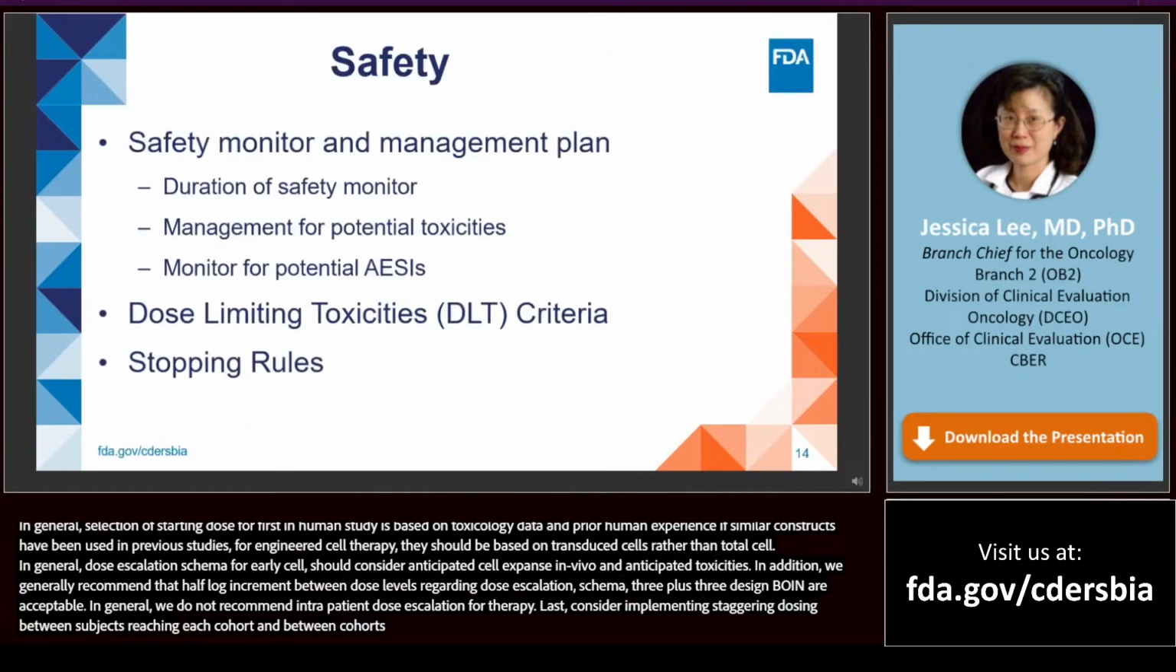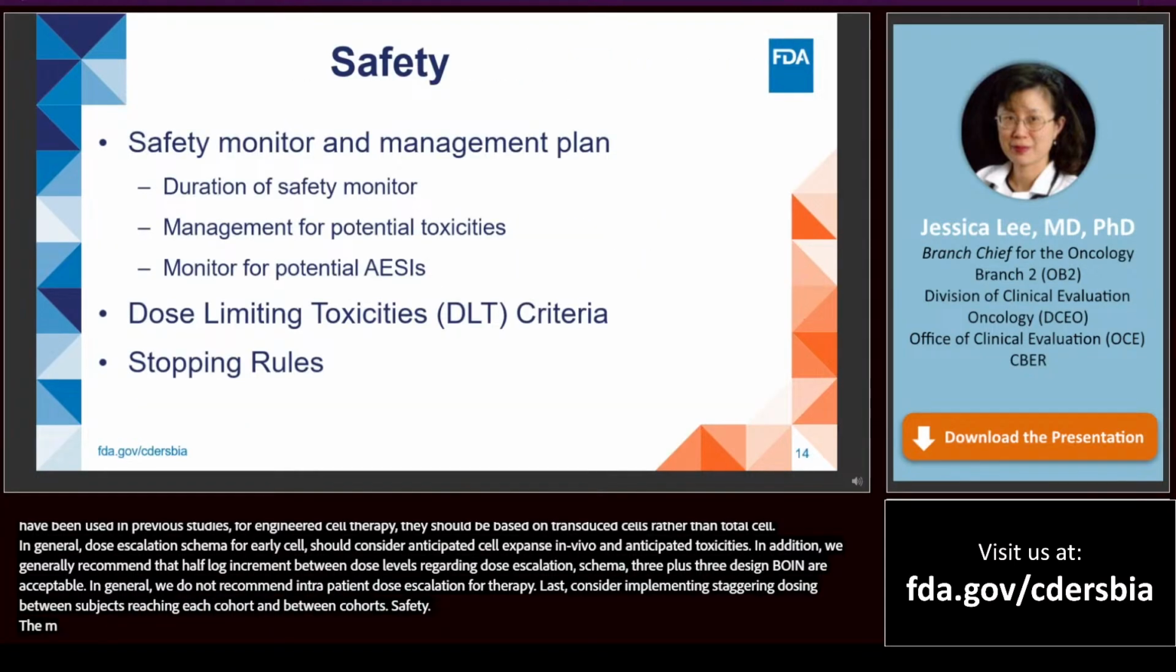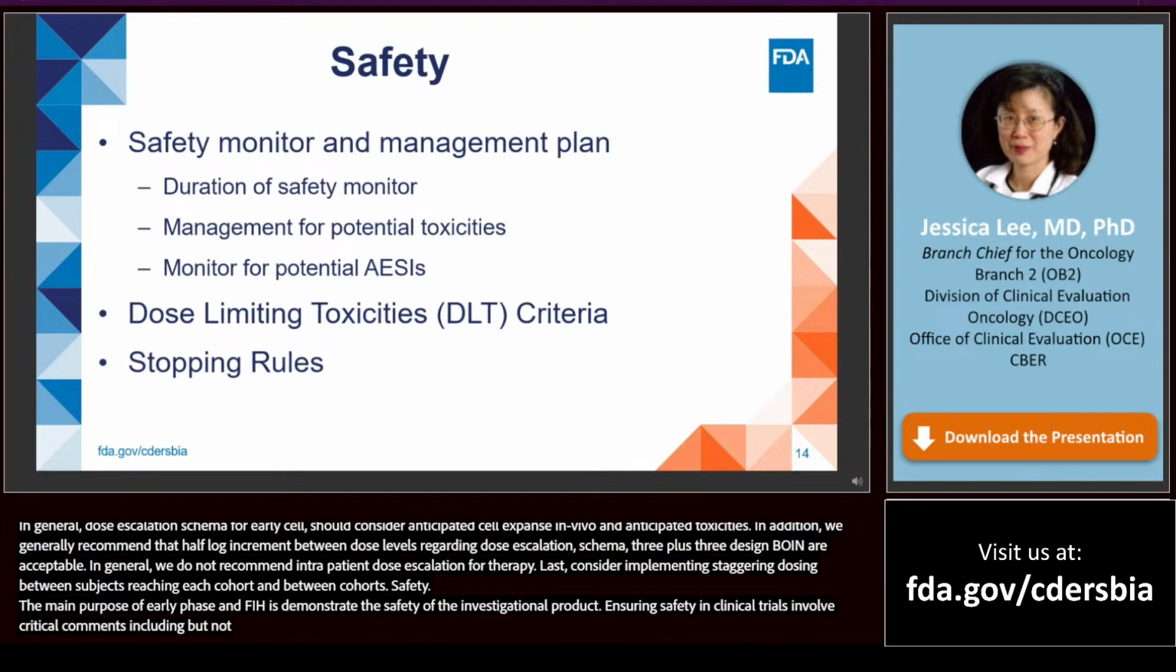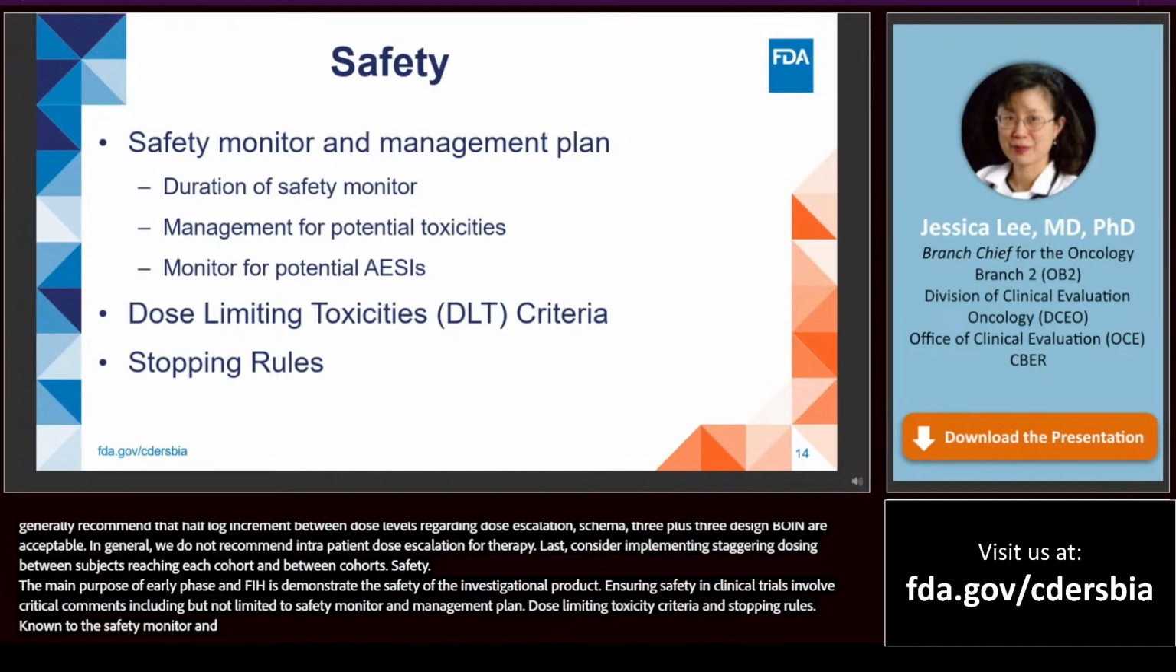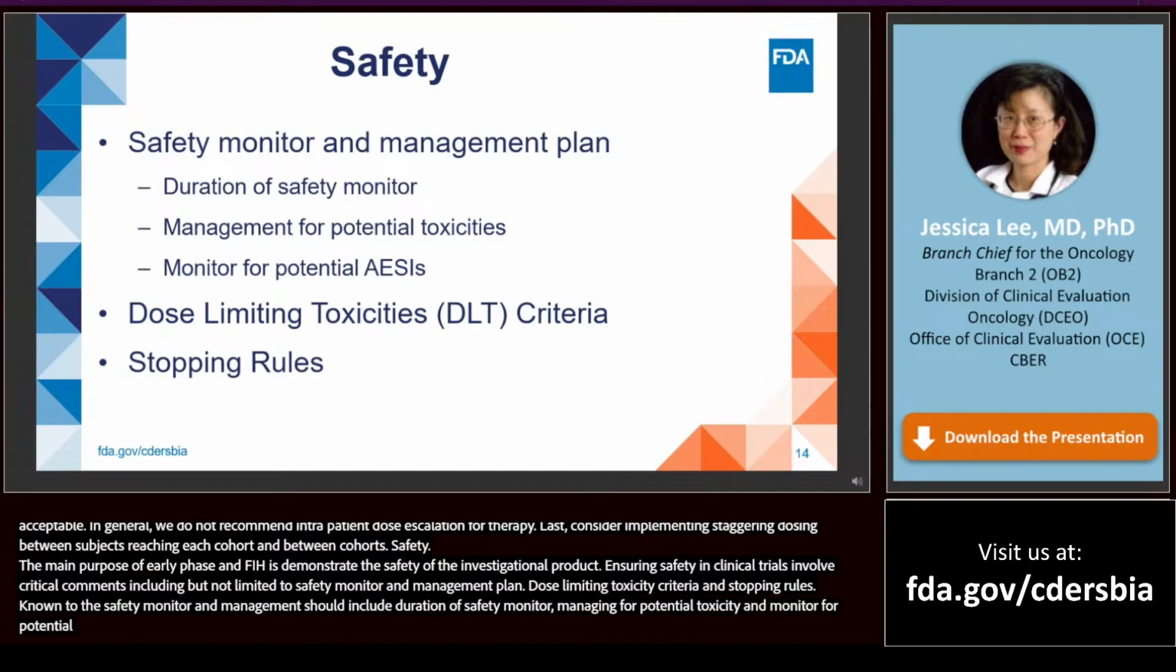Safety. The main purpose of early phase and first-in-human trial is to demonstrate the safety of the investigational product. Ensuring safety in clinical trials involves several critical components, including but not limited to safety monitor and management plan, dose-limiting toxicity criteria, and stopping rules. Of note, the safety monitor and management plan should include duration of safety monitor, management plan for potential toxicity, and monitor for potential adverse events of special interest, if any.